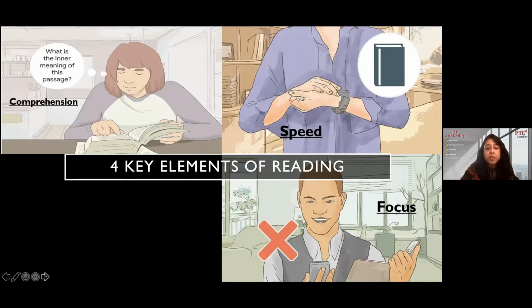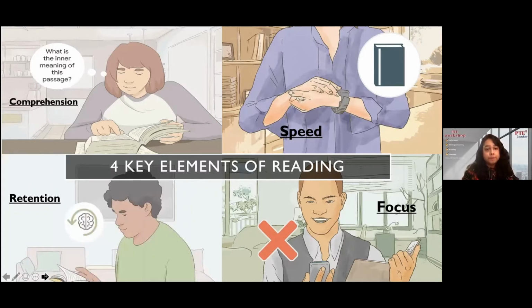The final element of reading is retention. Retention means how long your brain can hold that information. So when you are reading a long passage, for example to answer a multiple choice question, if you can't remember what you just read, you can't answer the question.